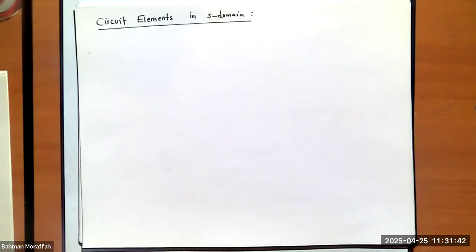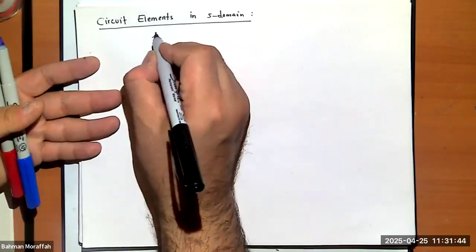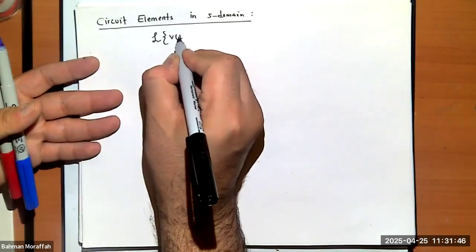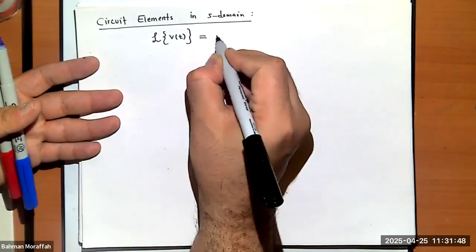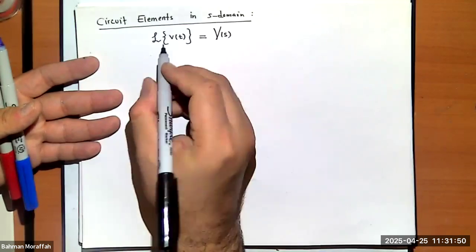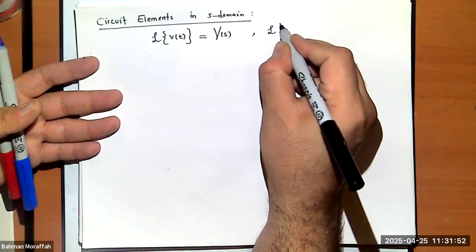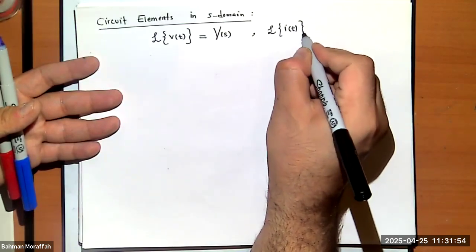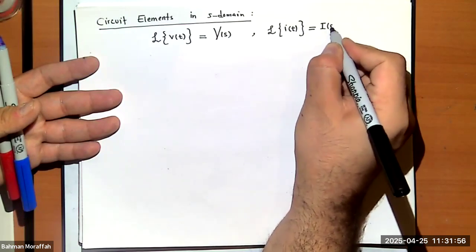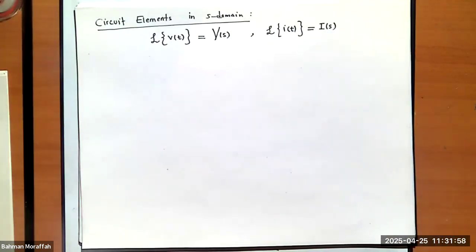Okay. Let's just assume the Laplace transform of V of t is V of S, and the Laplace transform of I of t is I of S. Right? So just a definition.